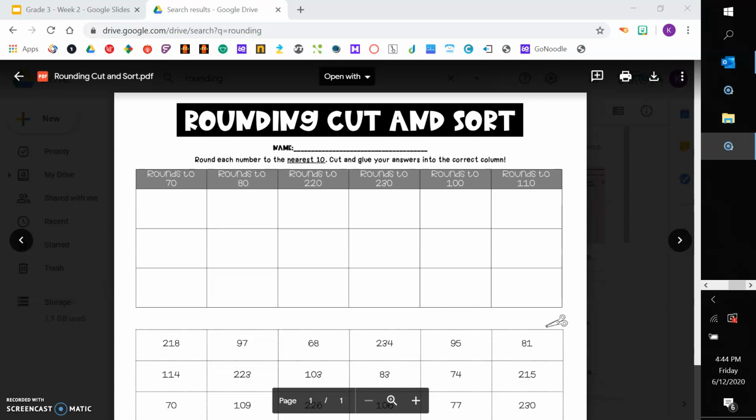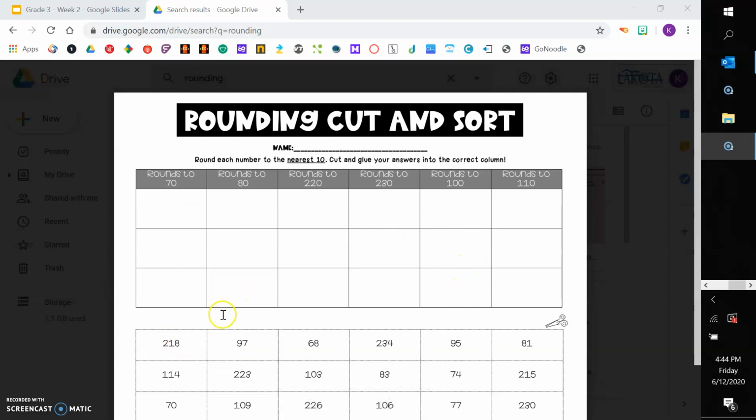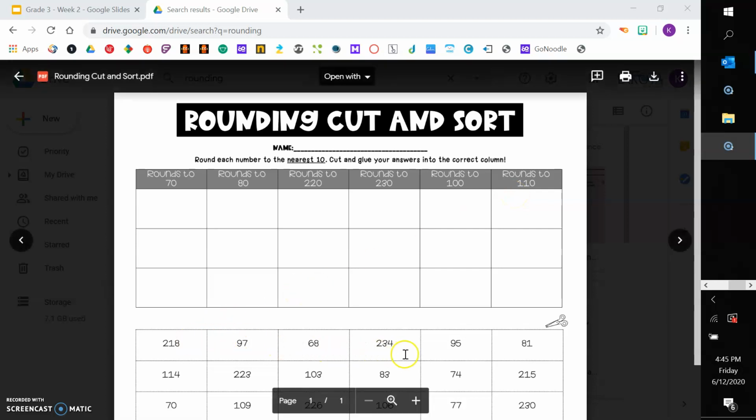So today's activity is the one that I mentioned. You can either do it on paper or directly in your Google Drive. If you choose to do it in your Google Drive, you'll just make a copy of the Google slide and go ahead and type in the numbers there. But it's going to look the same either way. Or you can print off this paper and cut out the numbers below and glue them where they go in the sort. So no matter which way you decide to go, it is about rounding to the nearest 10 and sorting these numbers into the correct columns. These columns have different headers. This one says rounds to 70, rounds to 80, rounds to 220, rounds to 230, rounds to 100, rounds to 110.